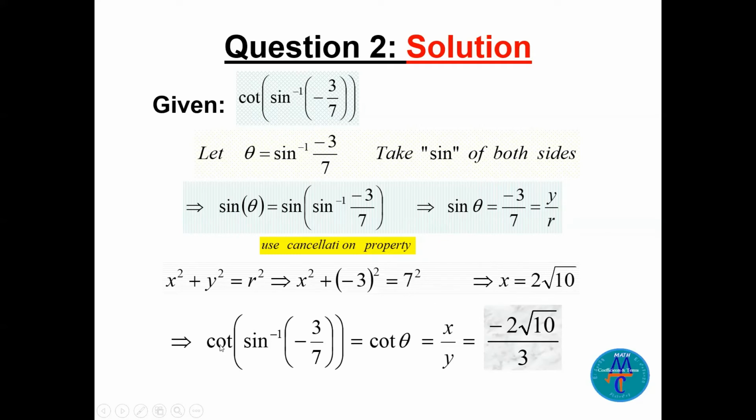What do I need now in the question? Cotan of all this, which is cotan of theta, which by the formula is x over y. Y by itself is negative. That's why we have the minus here. So the minus came from the 3 here, you see? So x is 2 square root of 10 divided by minus 3. But the final answer will be minus 2 square root of 10 divided by 3.